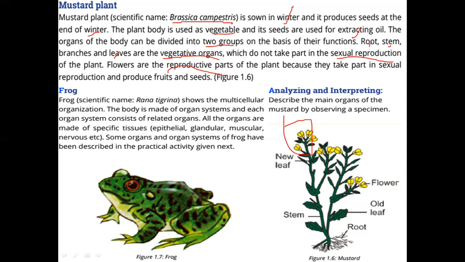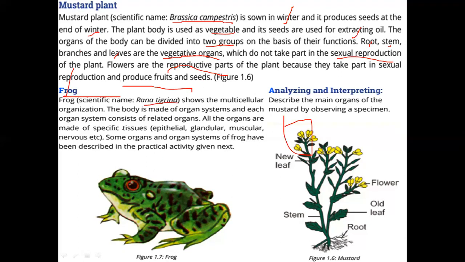Okay, and because in sexual reproduction, they produce seeds and fruits that we eat later on. Okay, the next from the animals, we have the example of the frog. The frog has the scientific name Rana tigrina, and it is showing multicellular organization.